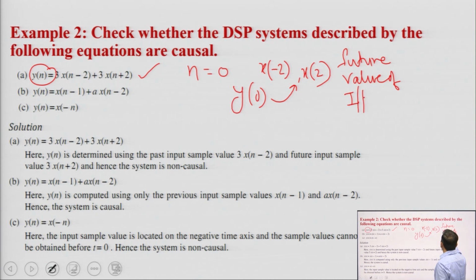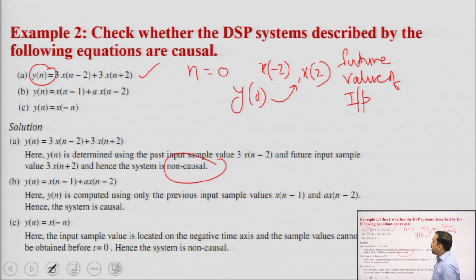So, whenever, as per the definition, the present output depends upon a future value of input, the system is said to be non-causal. So, here we can say the system is non-causal.